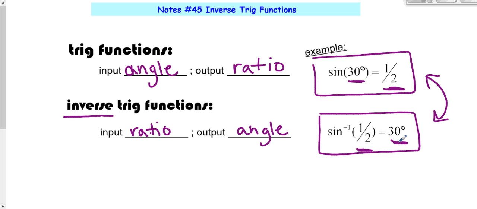Now here's the tricky thing. There are actually a lot of different angles with the same sine value, a lot of different angles with the same cosine value, etc. That creates an issue of not having a function, because as you know, for a function, every input has only one output. So what we're about to see is how we resolve this issue of having multiple outputs for our inputs.